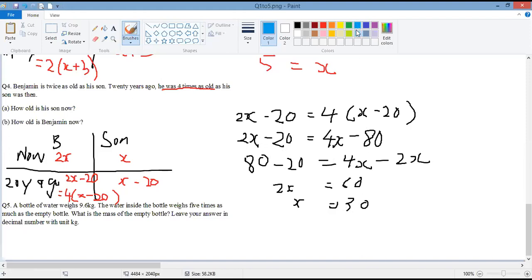Okay, now you got the value of x, then you can answer the question: how old is his son now? Now, you look at the row for the age. Now, the son's age is x, so the answer is 30 years. For B, how old is Benjamin now? So Benjamin's age now will become 2 times x, so 2 times 30. The answer is 60. So now Benjamin's age will become 60 years.